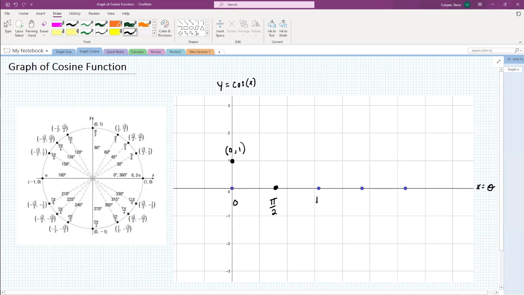And now we have to go look at what happens at pi. So at pi, my cosine is -1. So I got to drop down here to -1. And here we are at 3 pi over 2. When we go to 3 pi over 2, it's back to 0. And when we hit 2 pi again, it's at a +1. So that's the end of a full period for the cosine, a full 2 pi.